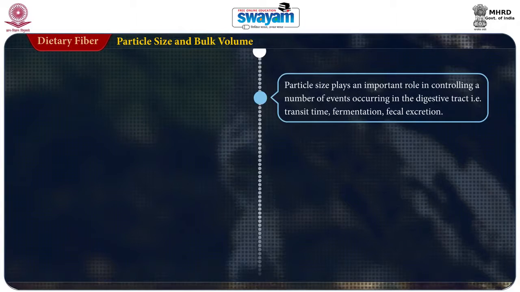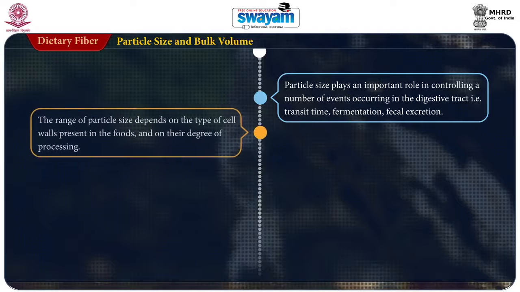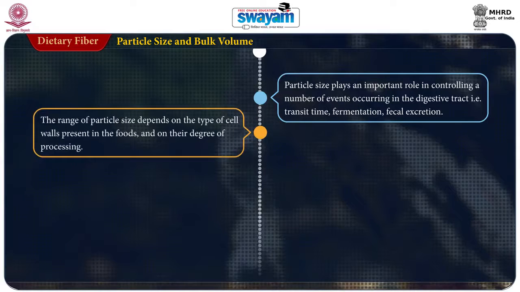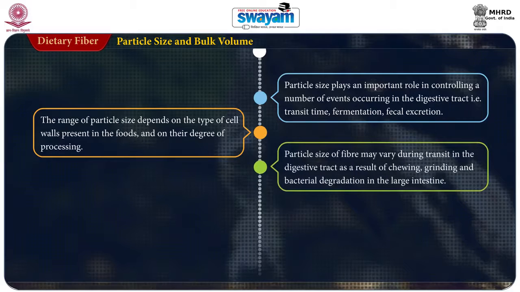First is particle size and bulk volume. The particle size plays an important role in controlling a number of events occurring in the digestive tract, that is transit time, fermentation and fecal excretion. The range of particle size depends on the type of cell wall present in food and their degree of processing. Particle size of fibers may vary during transit in the digestive tract as a result of chewing, grinding and bacterial degradation in the large intestine.